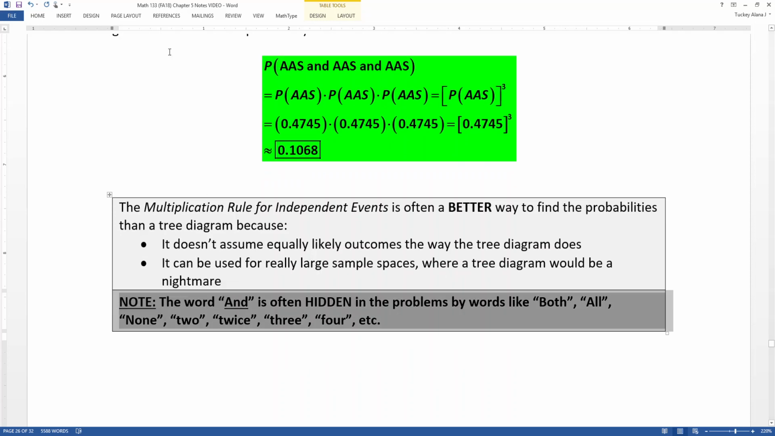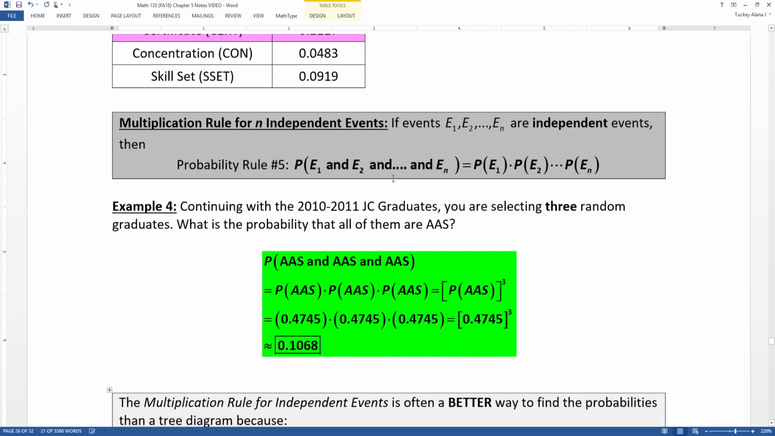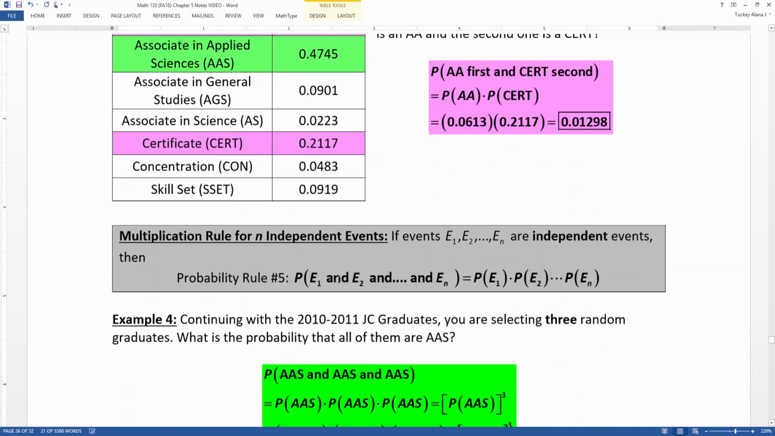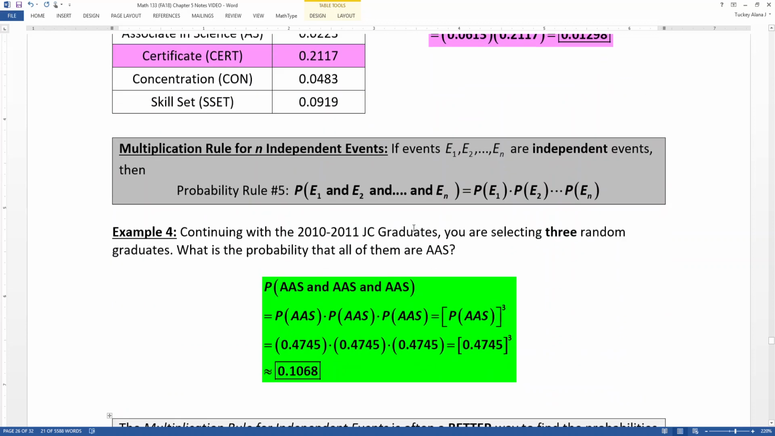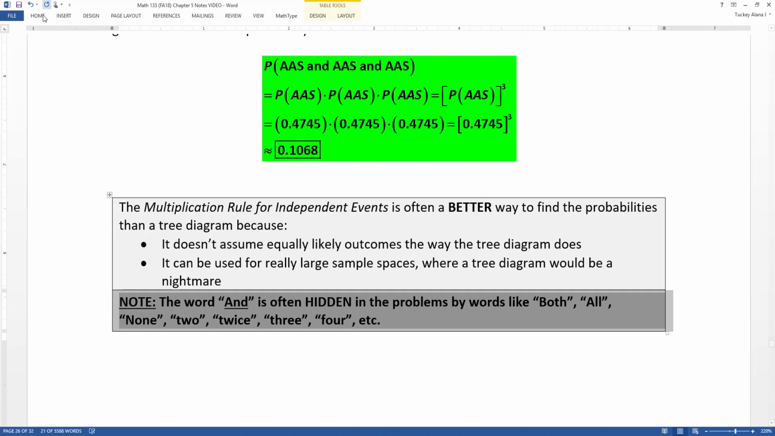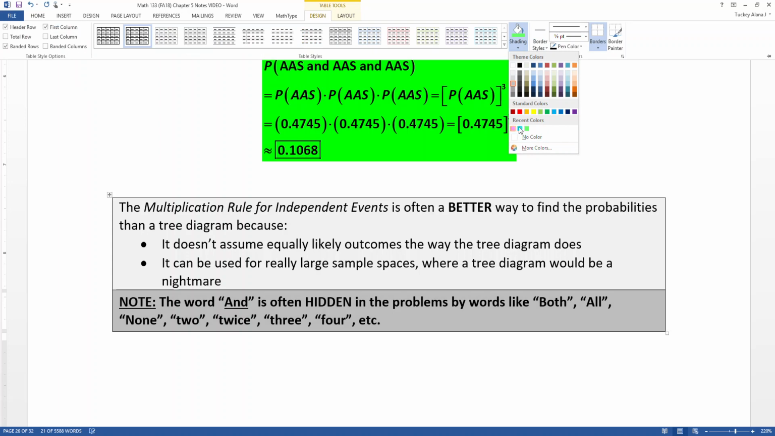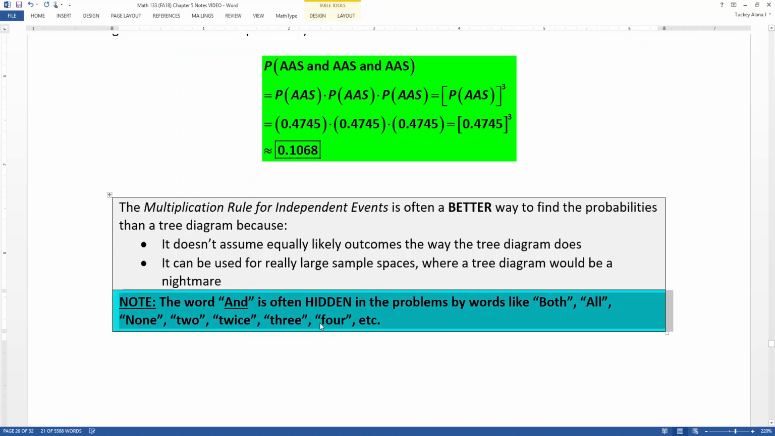Now, last but not least, and this is a really important thing to note, the word and. If you look at these rules, these 2 rules both have and, E and F, E1 and E2 and so on. But that word and is often hidden. In the English language, we often find ways to get out of saying and. So that means that we're going to need to pay close attention to the English that's used.